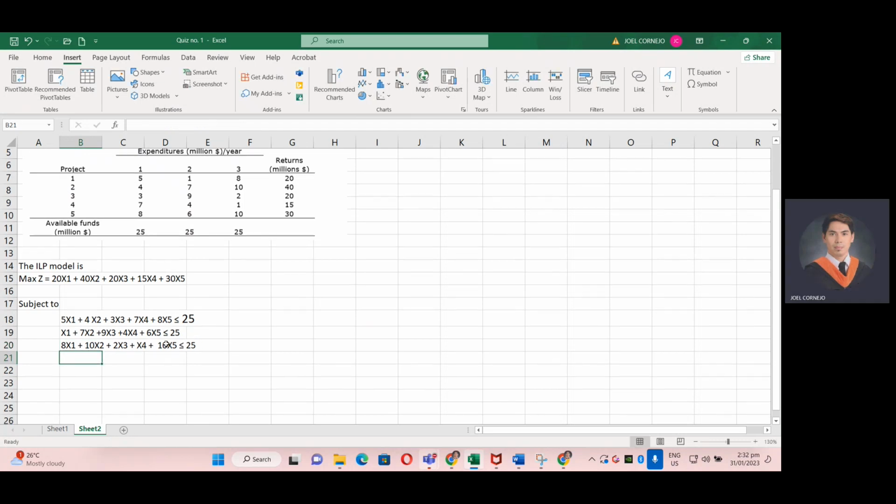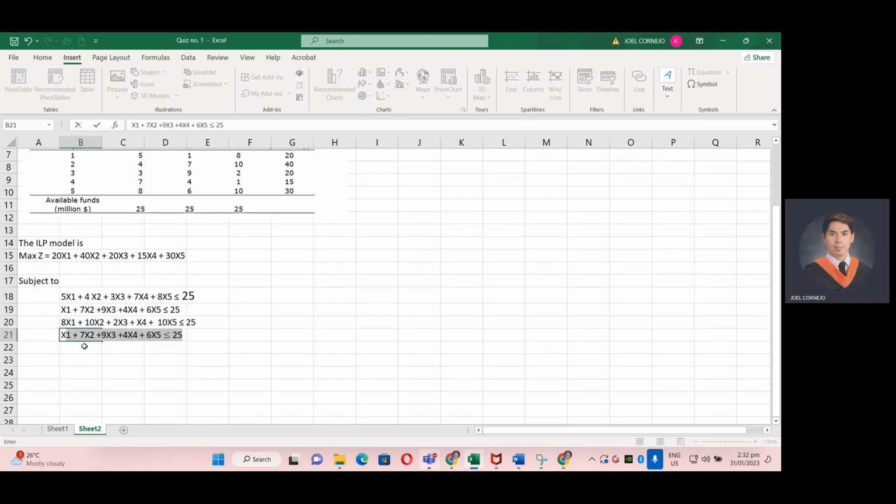So for our non-negativity constraint, x sub 1, x sub 2, x sub 3, x sub 4, x sub 5 are equal to 0 or 1, kasi this is also a binary.